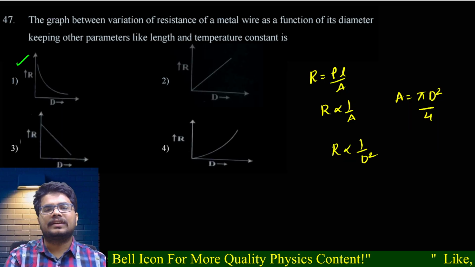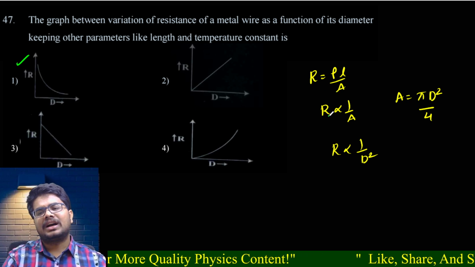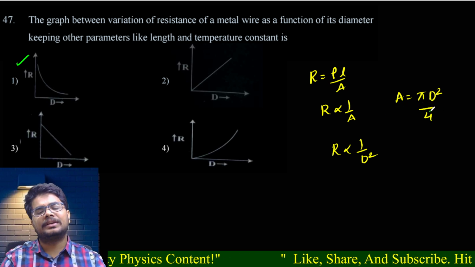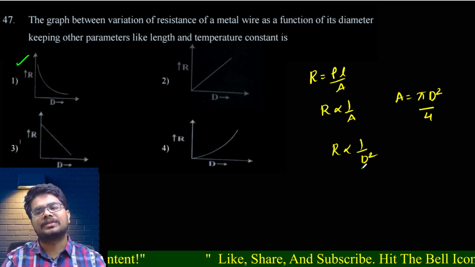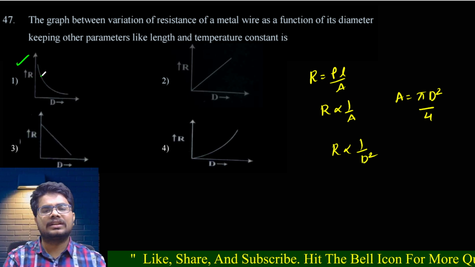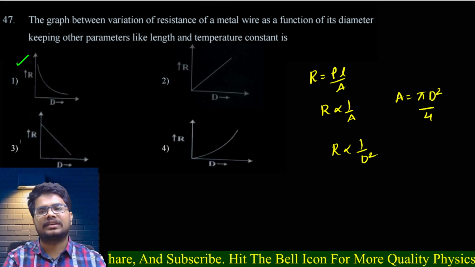Fine. Look at this question. This is a basic question. R equals rho L by A, na? R is inversely proportional to A. How to write area? Pi r square, but r can be written as D by 2. Pi D square by 4 means resistance is inversely proportional to D square. So they're asking the resistance versus D graph, check. Which graph will we get? A decreasing parabola will we get here. Which option is correct? Option 1 is correct.